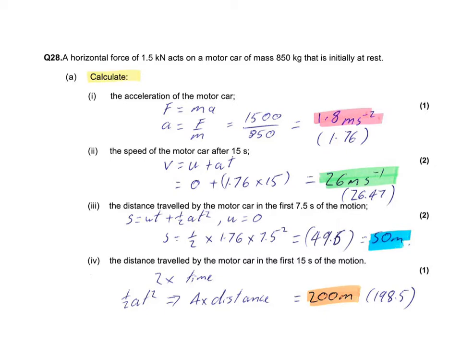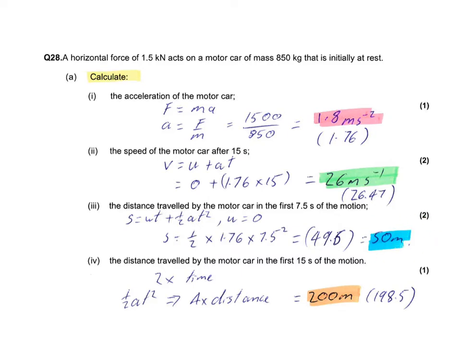Distance travelled by the car in the first 7.5 seconds. Again, I want to know S, I know U, I know T, I know A, so I'm going to use S equals UT plus a half AT squared. Use 0 for U, which gives me S equals a half AT squared and gets me to that value, 50 meters.